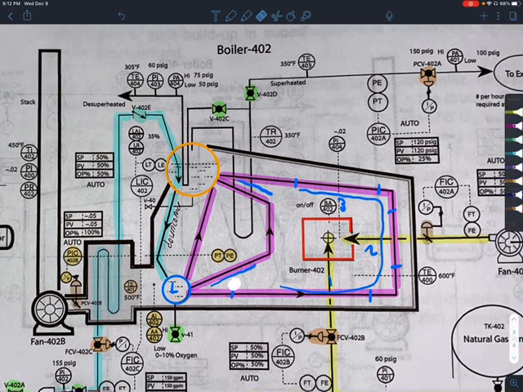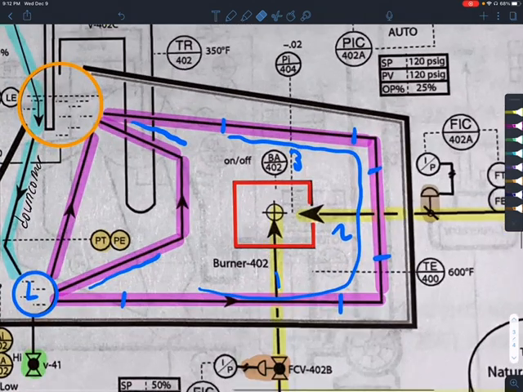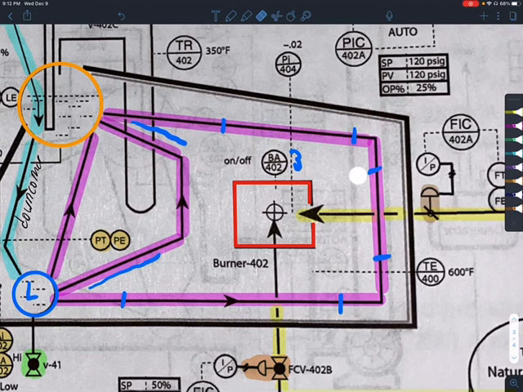So let me erase that. Let me erase these. Okay.